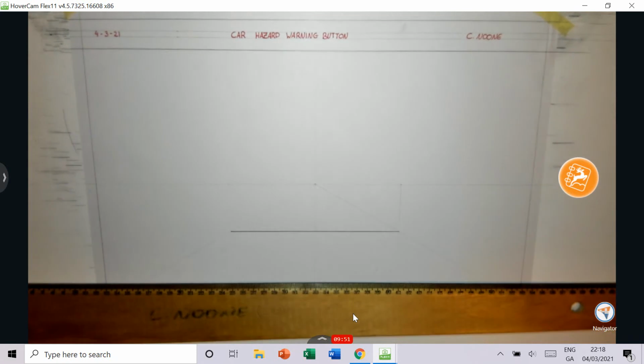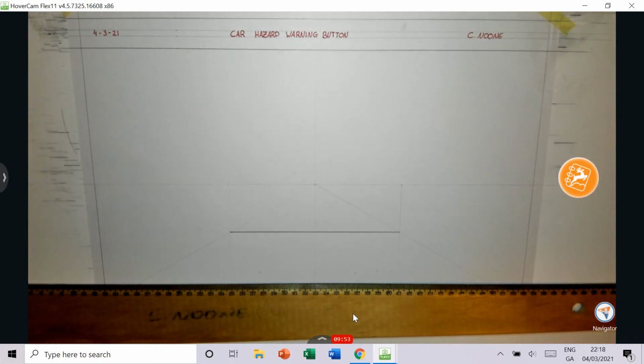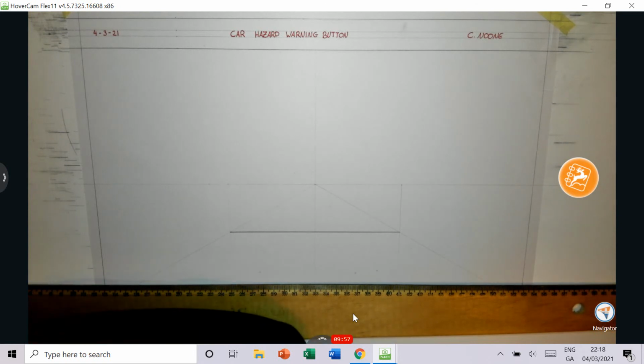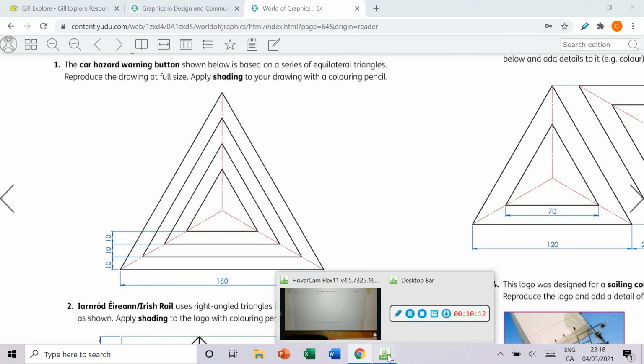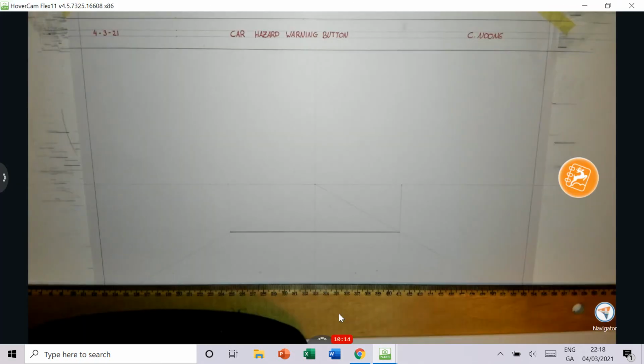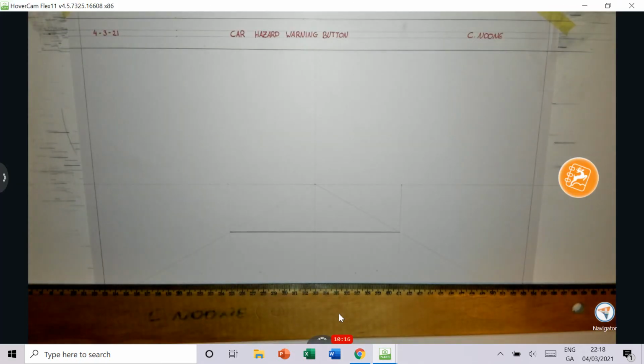Okay, and I can draw that in firm now because I know that that line is staying there. So I have one edge now of my equilateral triangle, and I know that this edge here and this edge here are both 160 each, but I also know that they're going up at 60 degrees in this direction. So, do I have anything that will help me draw a 60 degree line?